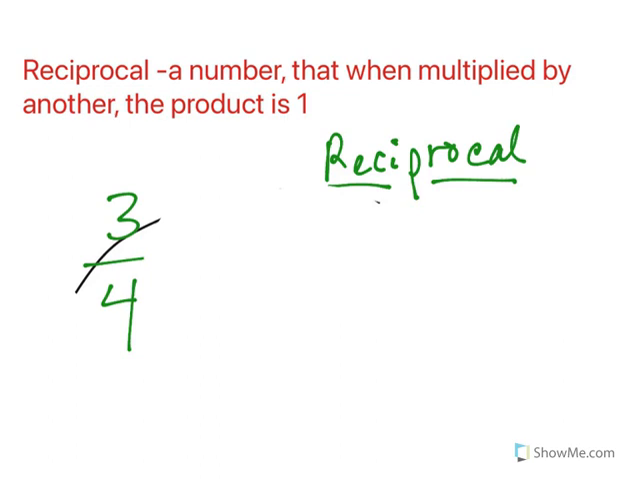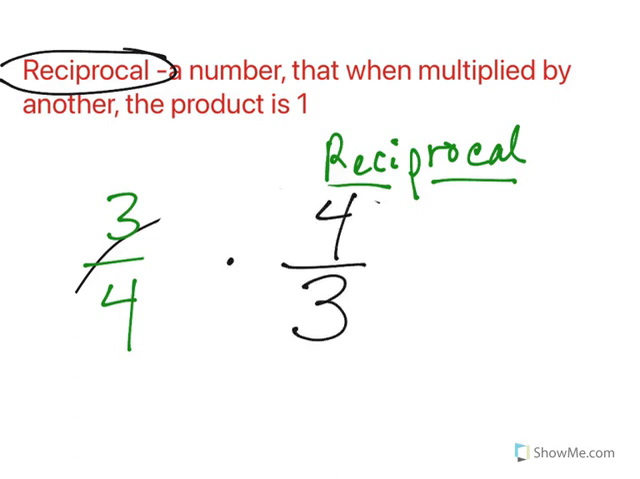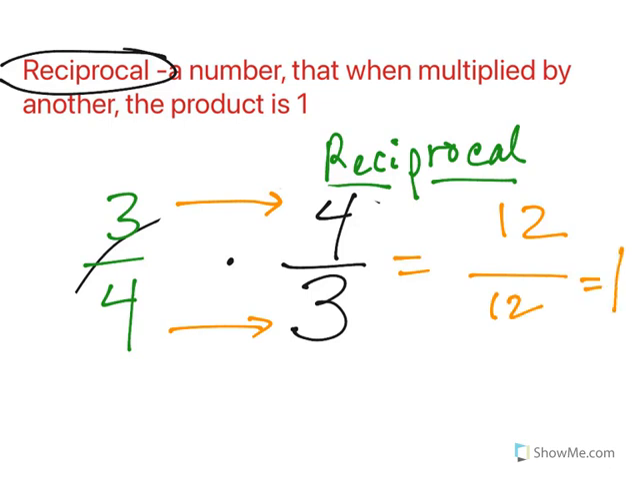So let's think about the number 3/4. That is a fraction. So the reciprocal is the number that when we multiply by 3/4, we would end up with a product of 1. So if we would flip that and make it 4/3, look at what happens. If I multiply straight across, because that's what fractions do, 3 times 4 is 12, 4 times 3 is 12, and the product is 1.